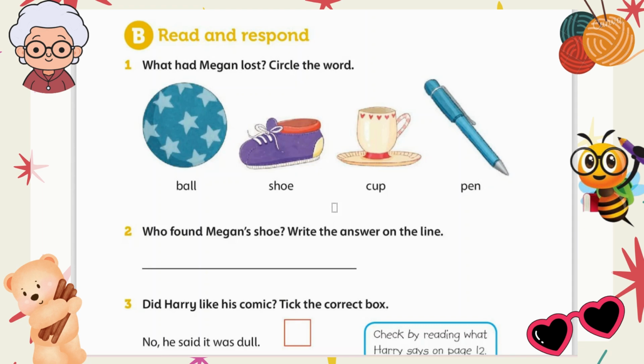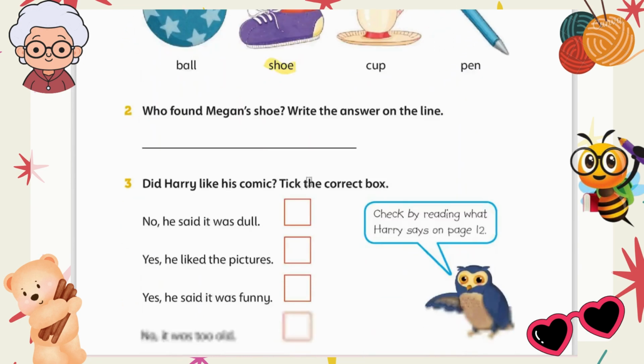If you don't remember, just go back to the story. You will find out that Megan lost two things. One is the teddy and one is the shoe. Here there is no option of teddy. So what did Megan lose? The second option is shoe. So you just circle the shoe. Megan lost her shoe.